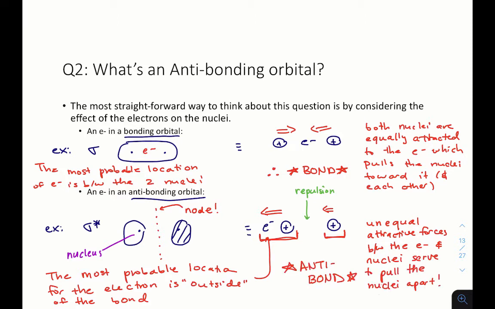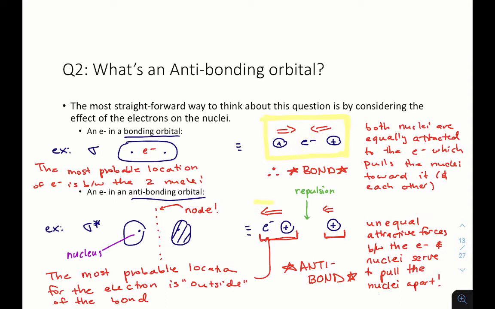The easiest way for me to think about what an antibonding orbital is is just to think about the effect of an electron on the nuclei in each of these orbitals. In a bonding orbital, the electron pulls the nuclei together. They're both attracted toward it, and it's in between them, so it pulls them together.